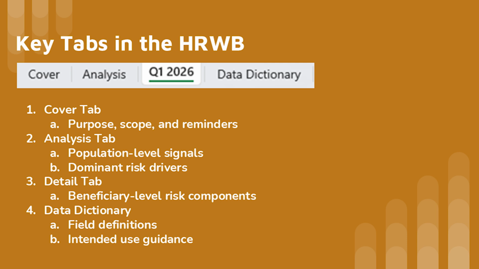There are 4 key tabs you'll work with. The Cover tab provides purpose, scope, and important reminders. The Analysis tab shows population-level signals and dominant risk drivers. The Detail tab includes beneficiary-level risk components. And the Data Dictionary defines each field and outlines intended use. Best practice is always to start with the Analysis tab before reviewing individual records.